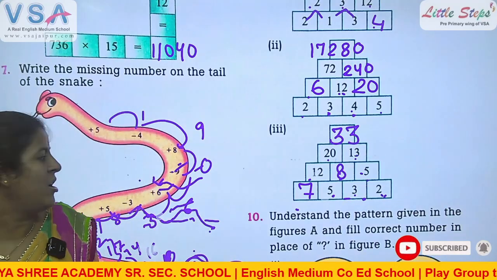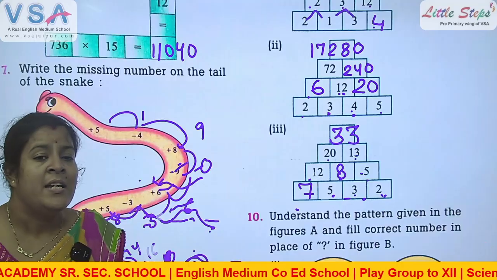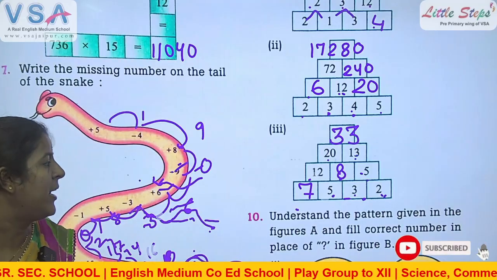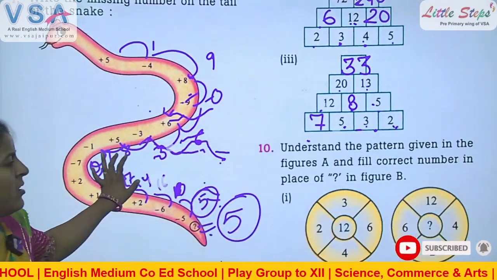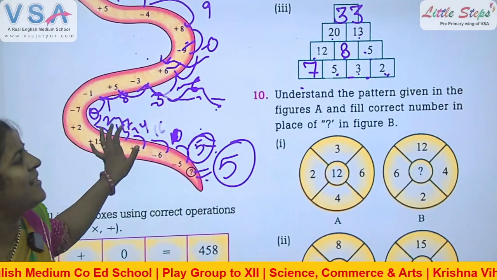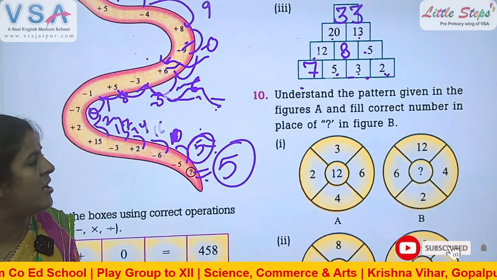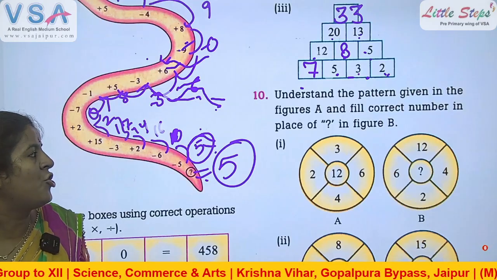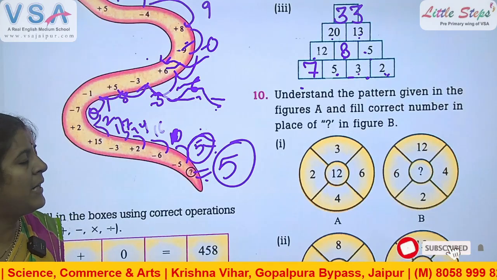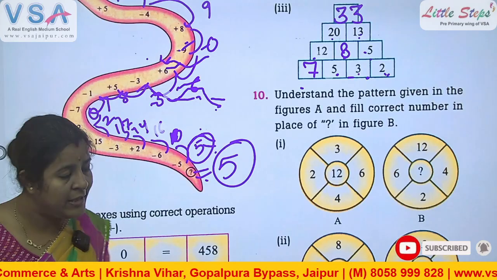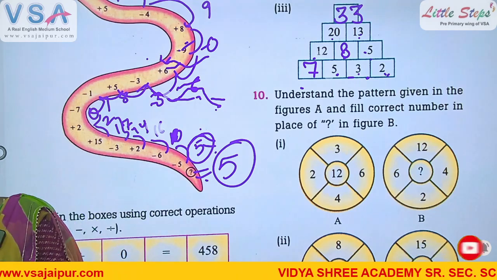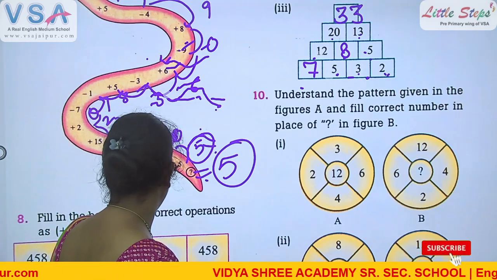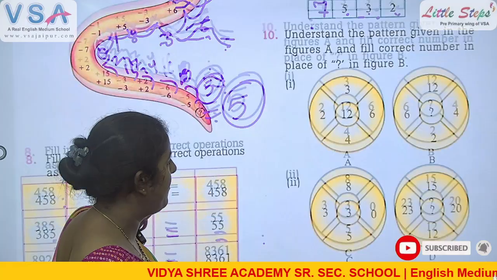And the next question, number 10, is the last question of this chapter, okay? Understand the pattern given in figure A and fill the correct number in the place of the question mark in figure B. Okay, let me start. Look at the board, class.